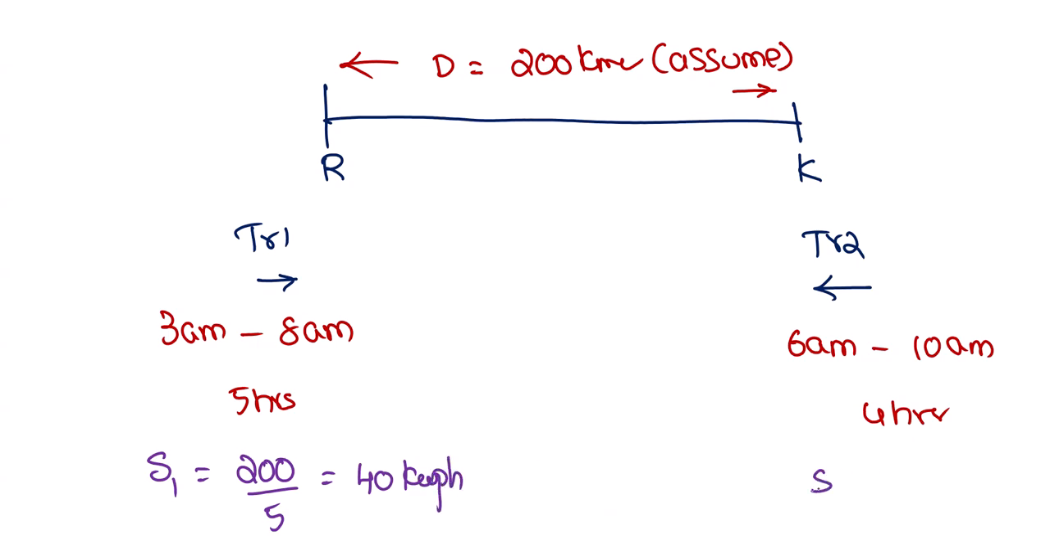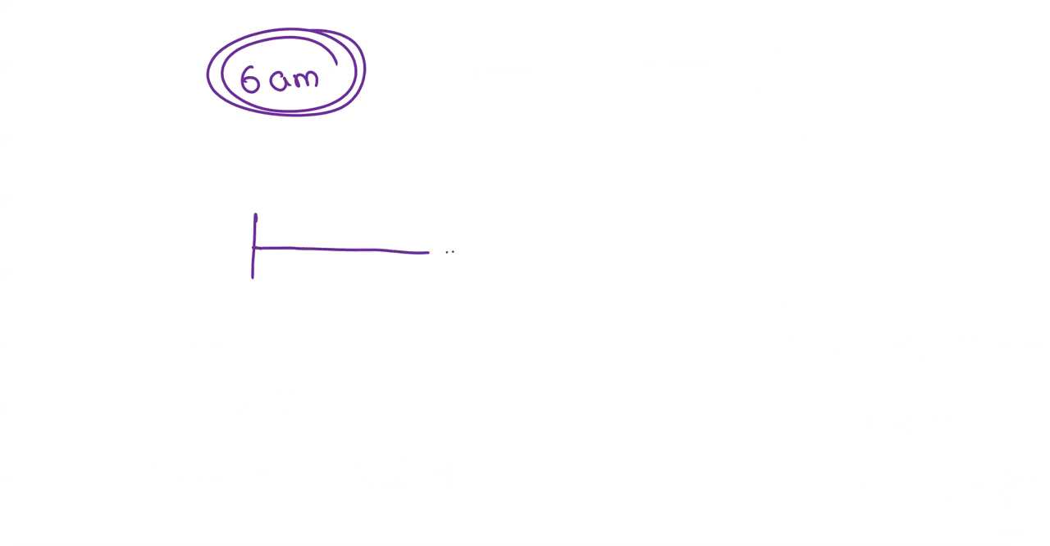Train 2 covers 200 kilometers in 4 hours, which is 50 kilometers per hour. Now, at what time will they meet? But the problem in this question is that the second train starts at 6 a.m. So our job is always to analyze at the later time. When there are two different timings, at 6 a.m., what is the situation?